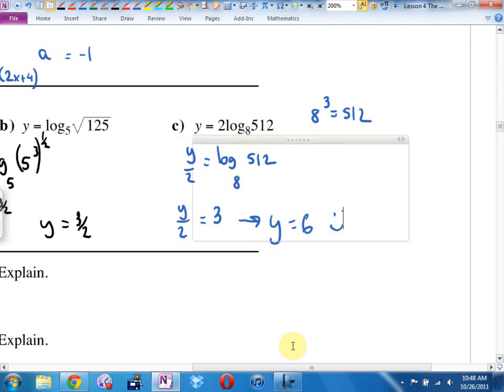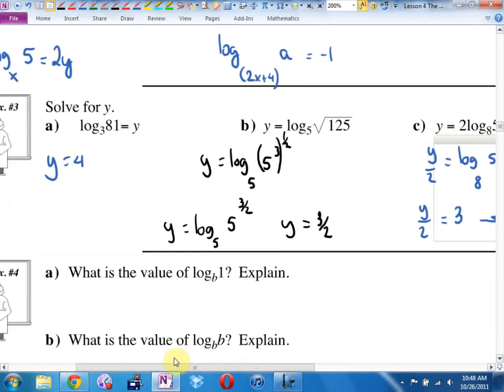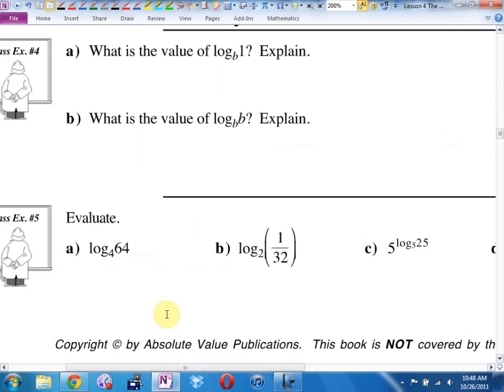What's the value of the log base b of 1? Because b to the 0 equals 1. What's the value of the log base b of b? Because b to the 1 equals b.